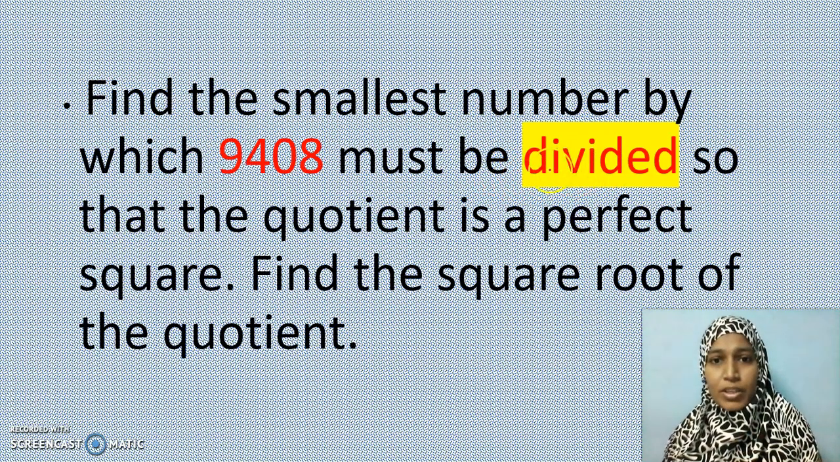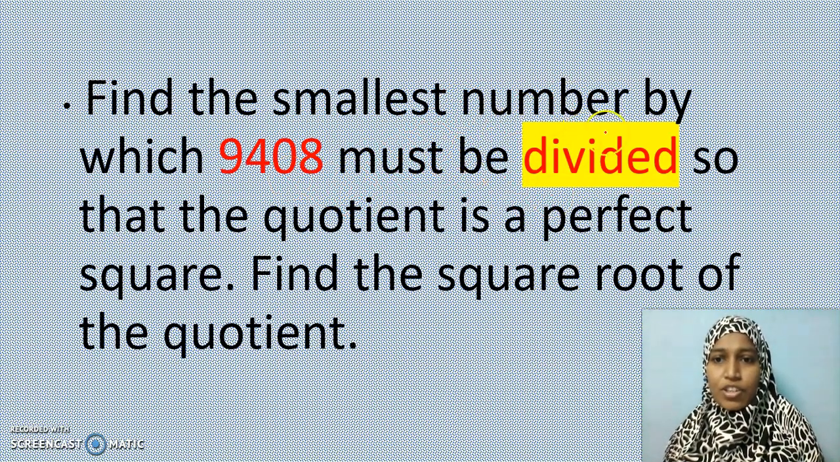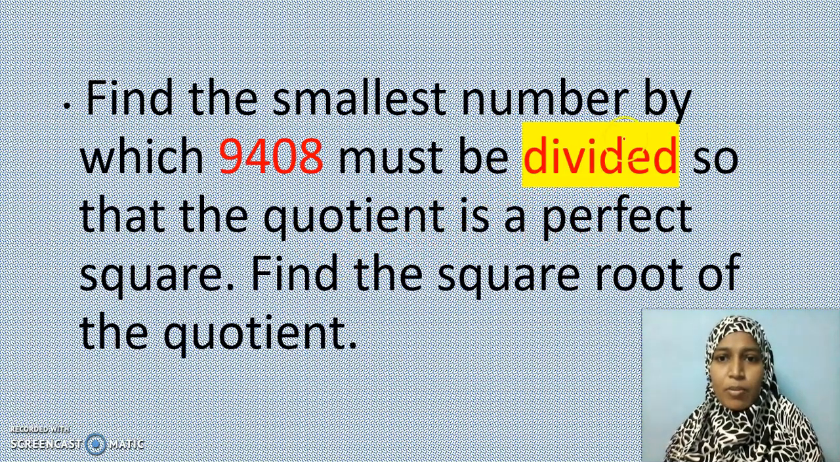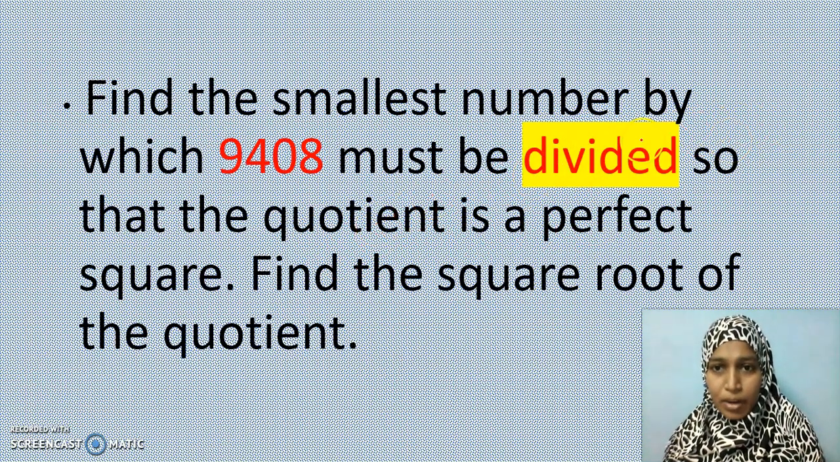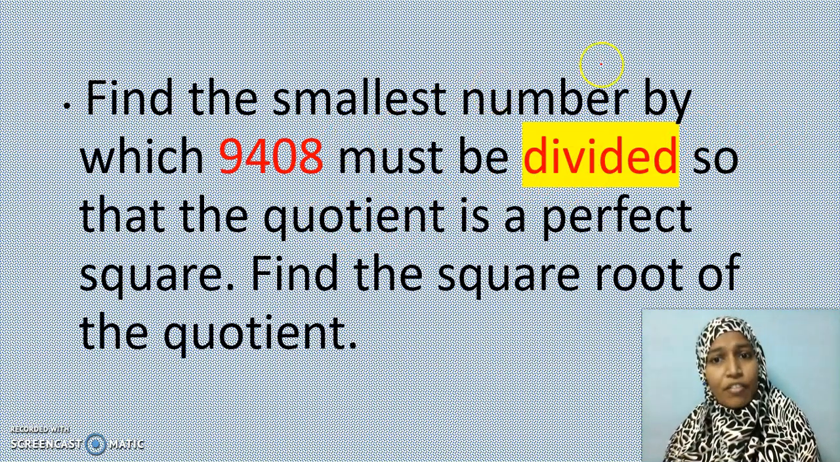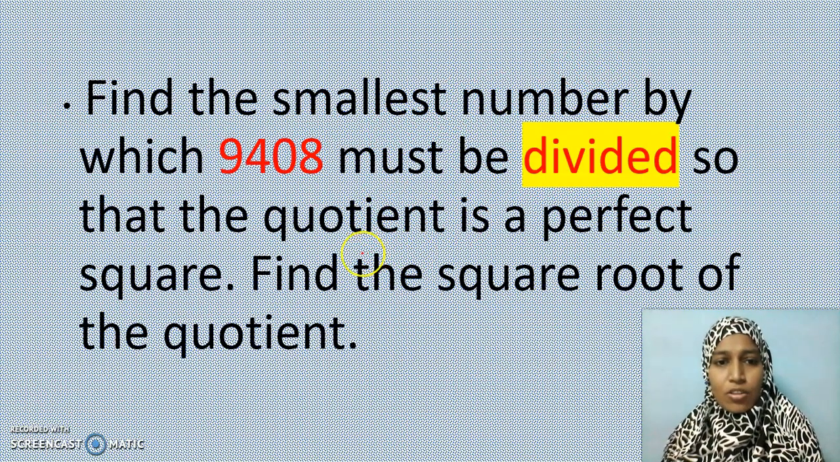You may also get a question where this must be multiplied. Instead of division, they may ask you to multiply, so that the product is a perfect square. There will be a difference. Divided means they will say quotient. If it is multiplied, they will say product. If I multiply, I get a product. If I divide, I get a quotient. Isn't it? Okay. Now shall we get into the solution?